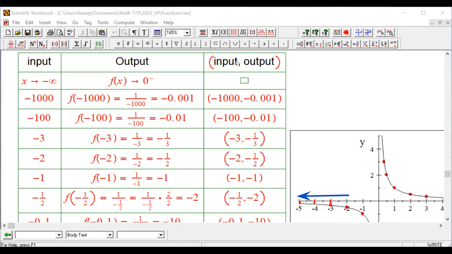That's what it means. As x approaches negative infinity, the function value, the output, approaches 0, but is smaller than 0. So that little negative sign on the shoulder of 0 means less than 0. This whole thing means approaching 0 from the smaller than 0 side. I hope you guys make some effort to understand these notations.